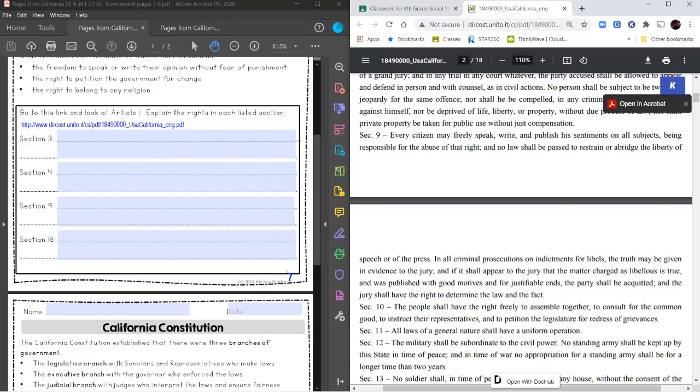And no law shall be passed to restrain or abridge, that means to cut out or shorten or change, that liberty or that freedom of speech in the press. So Section 9 is about freedom of speech and the press. It means you can speak freely and you can publish or write freely.